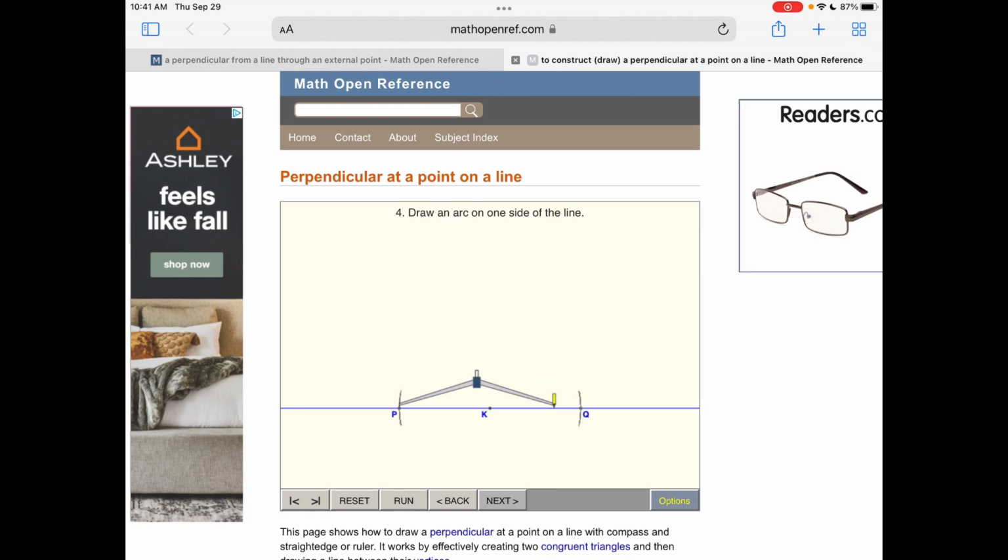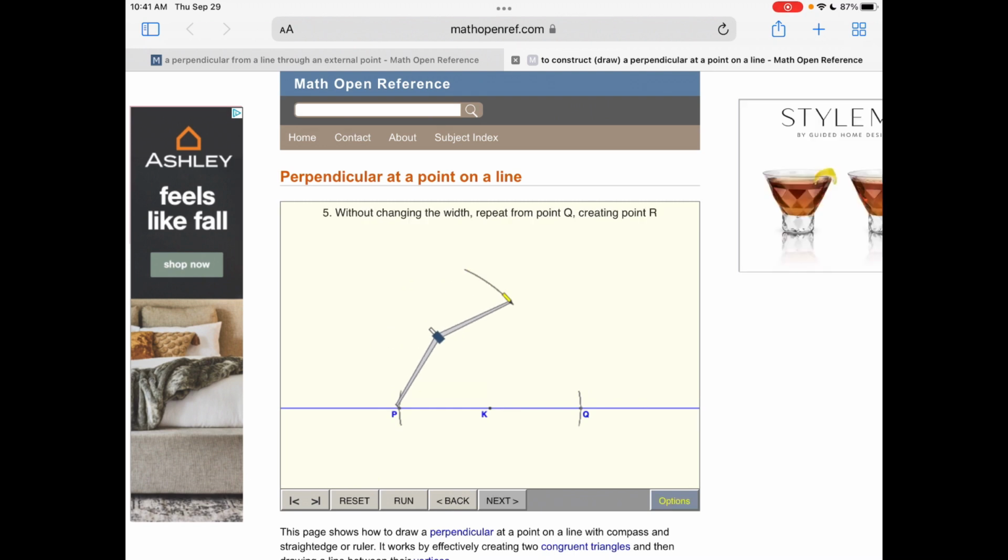And we are going to put the metal point on P, and we're going to swing it to make an arc. And then we're going to put the metal point on point Q and do the same thing. And now where those arcs intersect, we can create that point that is going to connect to point K, and that creates our right angle.